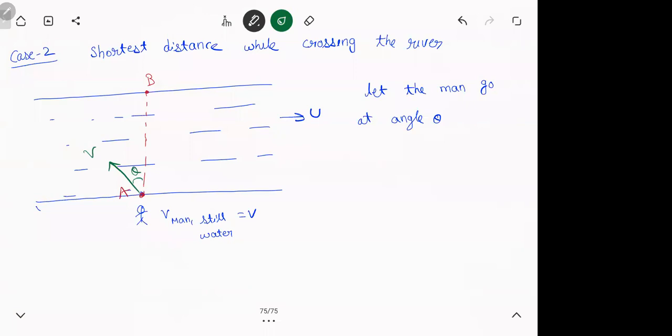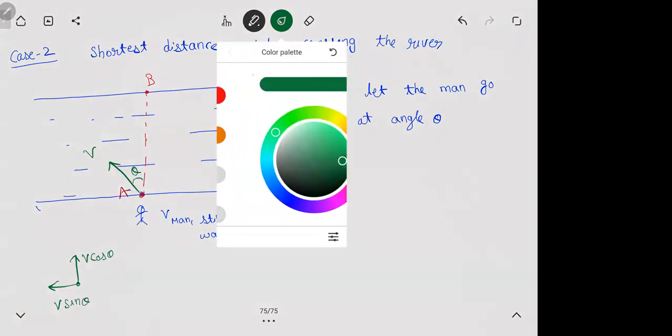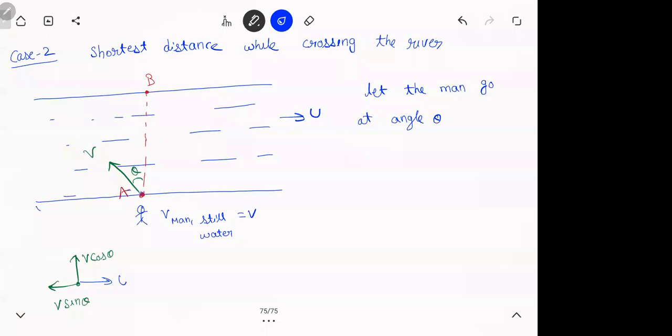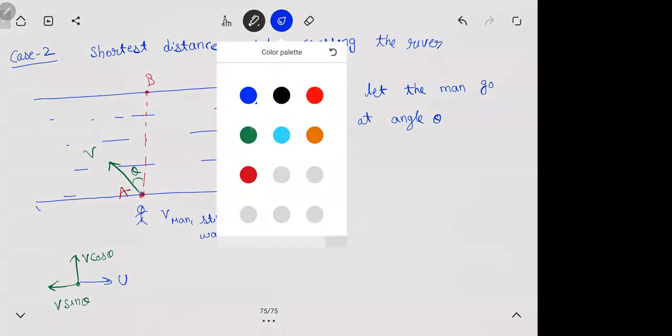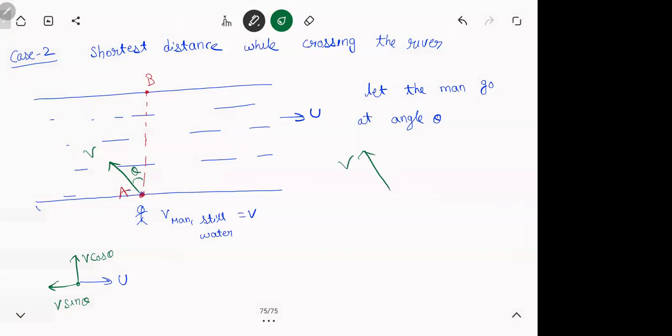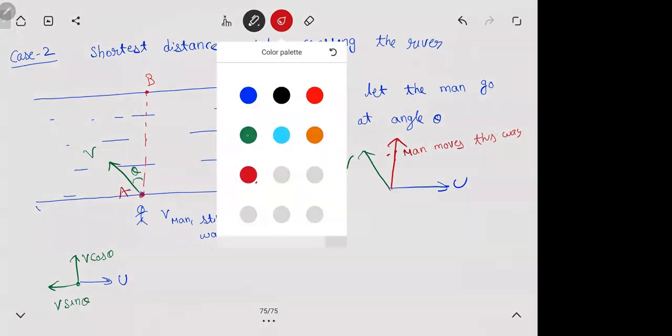Now look at the man's velocity here. What are the components? V cos theta and V sin theta. These are the components of the man's velocity. And what is the river doing? The river is pushing with you. Simply put, the man is swimming this way, the river is pushing this way, but you want to go this way. Are you getting it? The man moves this way, but he is trying to swim this way.